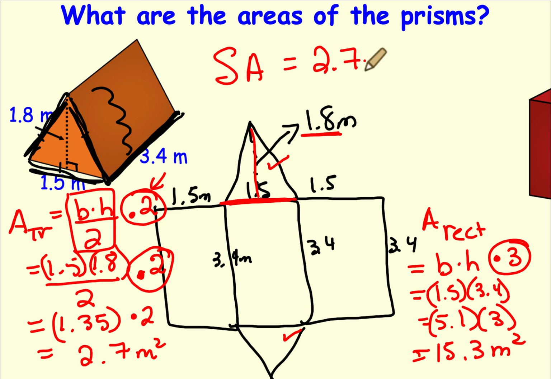So the surface area of the prism is going to be the sum of the faces of the triangles, the bases, and the rectangular faces, which gives me exactly 18 meters squared.